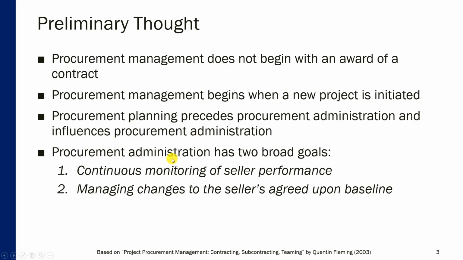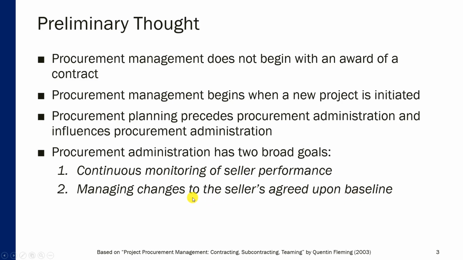Now, procurement administration has two broad goals, and those are the two main goals as well. Number one, continuous monitoring of seller performance. In other words, making sure that the seller is delivering on the contract based on all the terms and conditions specified in the contract. And then goal number two is managing changes to the seller's agreed upon baseline.